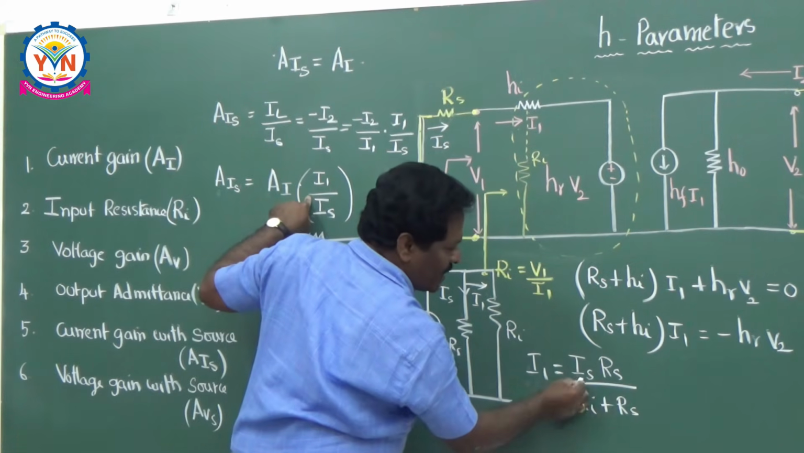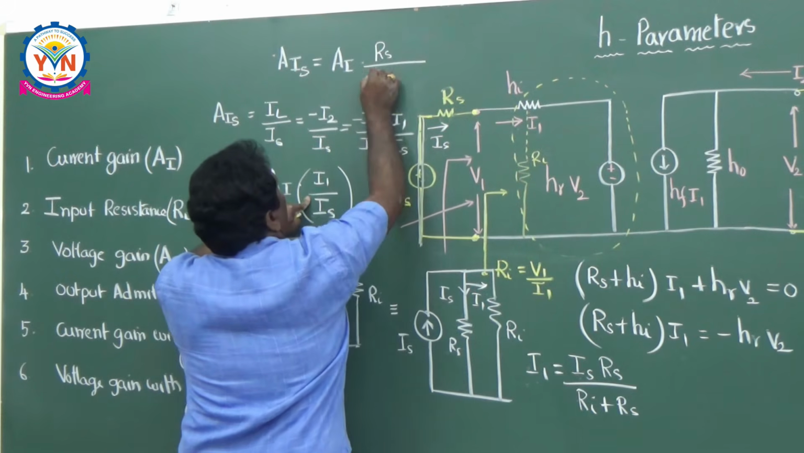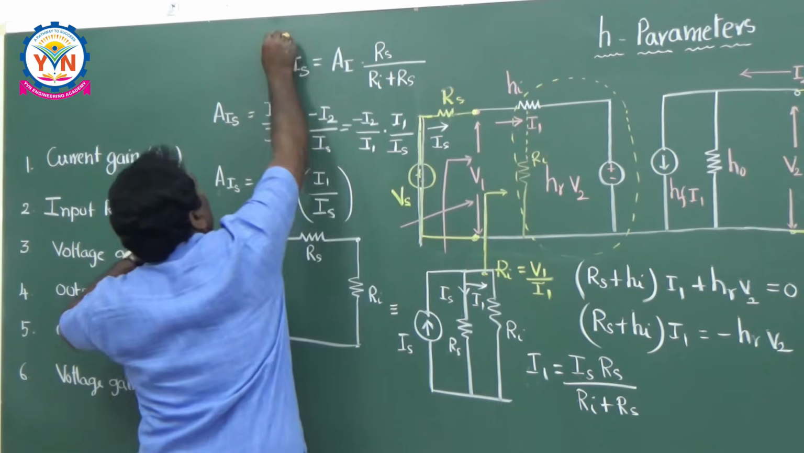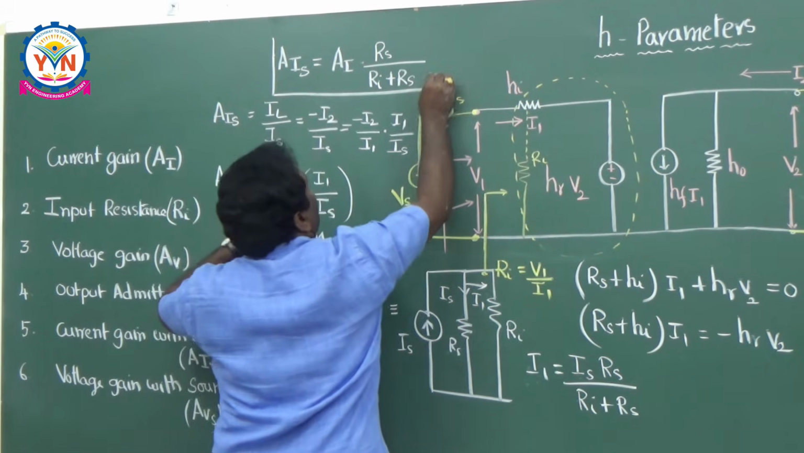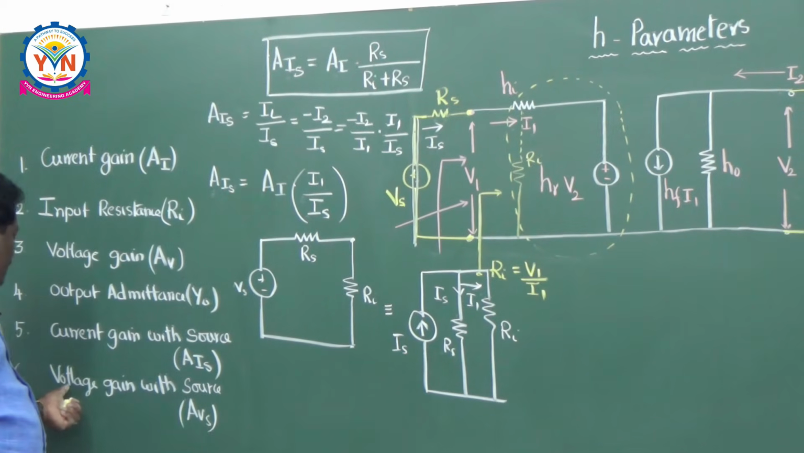What is I1 by Is? Rs by Ri plus Rs. So this is the current gain with source. This is the formula. We are going to find the last and final parameter, voltage gain with source.